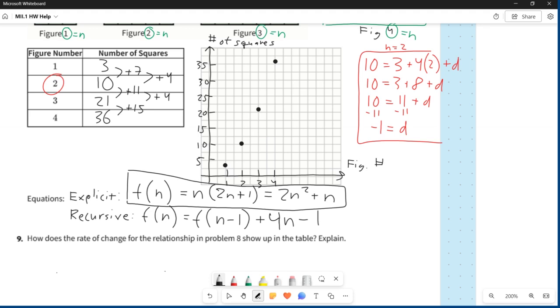But again, in order to get the recursive formula, we refer to the previous figure, f of n minus 1. We then add n times my second difference, which in this case was 4. And then we need to do just a little bit of algebra in order to figure out the last piece of my recursive formula. Turns out it's negative 1. There are other ways of finding the negative 1. So if you want to look at an alternative way, I say come to office hours and we can discuss.